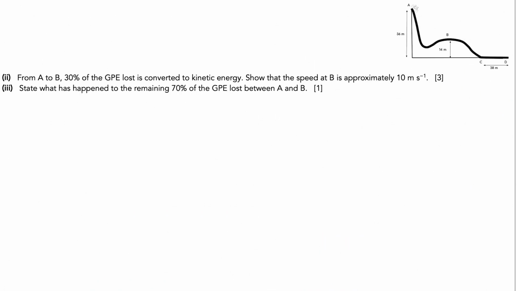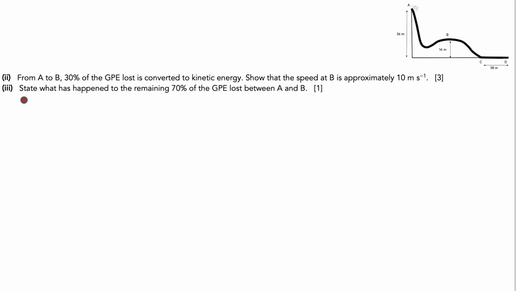Part 2 says, from A to B, 30% of the gravitational potential energy is lost and converted to kinetic energy. Show that the speed is approximately 10. Now remember, when they do the show that, this is rounded to 1 sig fig, so I don't expect to get the answer perfectly 10.